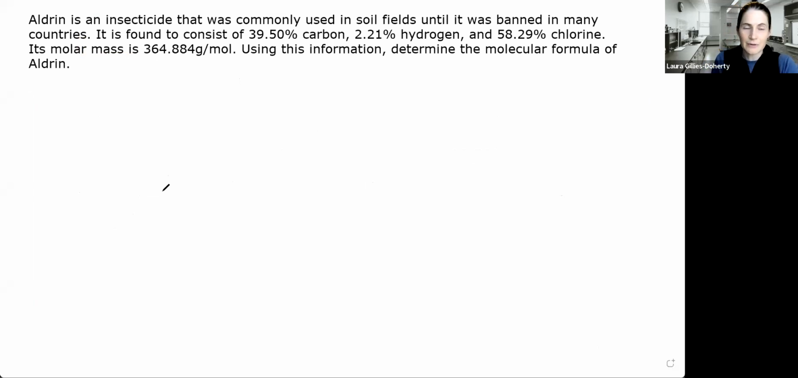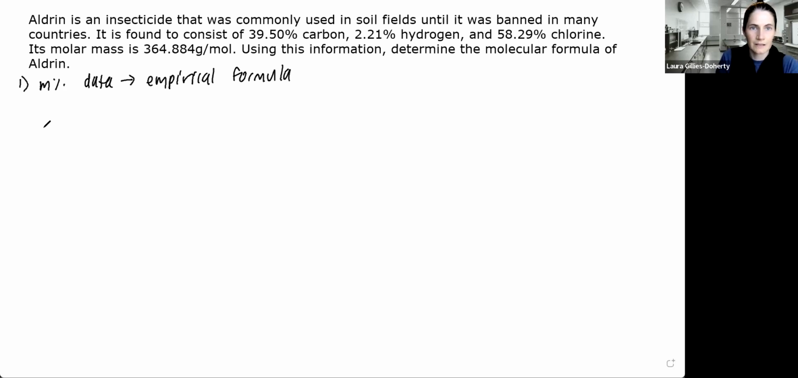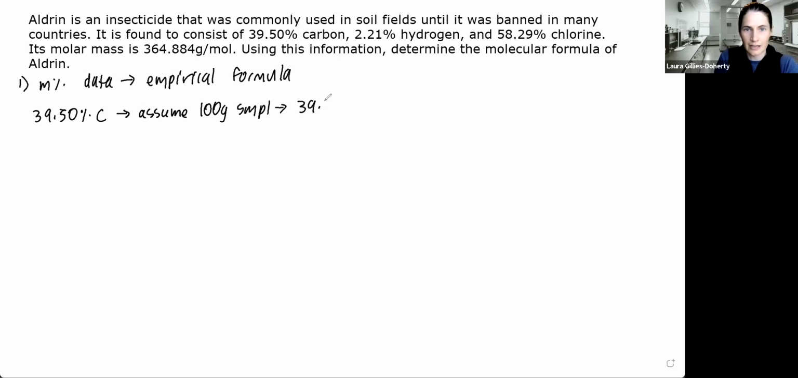Okay, so we've got mass percent data. And so we're going to use that mass percent data to first calculate the empirical formula. So we've got 39.50% carbon. And then if we assume that we have a 100-gram sample, that gives us 39.50 grams of carbon.